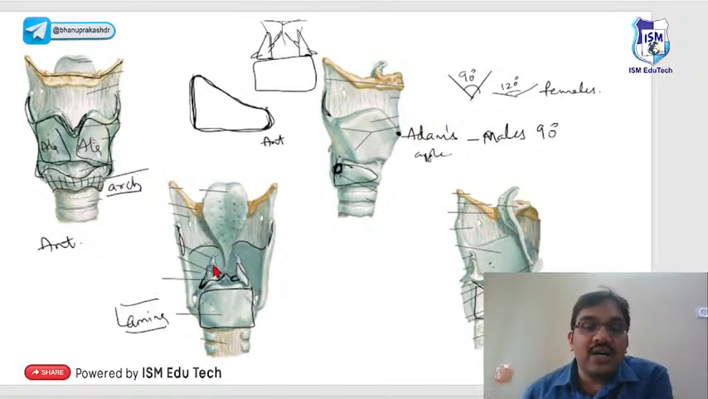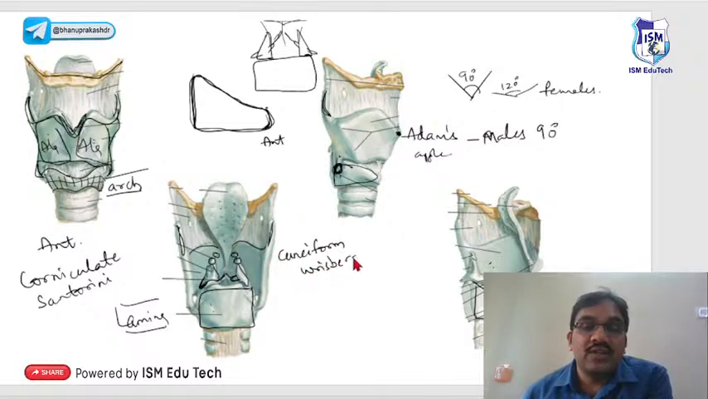Above the arytenoid you can see two small cartilages lying there. They are called the corniculate cartilages, or cartilages of Santorini. Above the corniculate lie the cuneiform cartilages, also called the cartilages of Wrisberg.